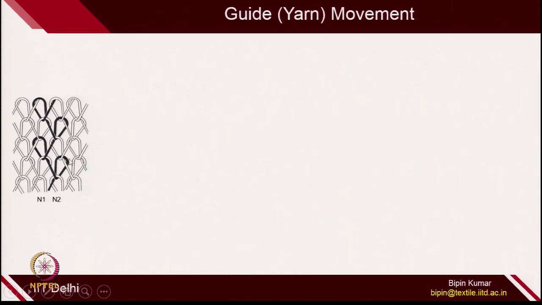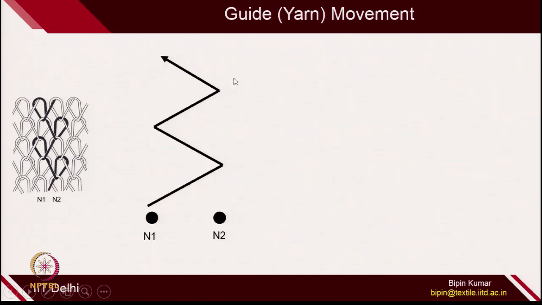This is the simplest structure, with which I started last week. Here you can see, if you follow the black color of the yarn, that the yarn is moving from needle N2 to N1, then N2, then N1 in 4 courses. In the first course, the black yarn is with the N2 needle, in the second course it is with the N1 needle, in the third course it is with N2, and in the fourth course it is again with N1. This is how it is moving.